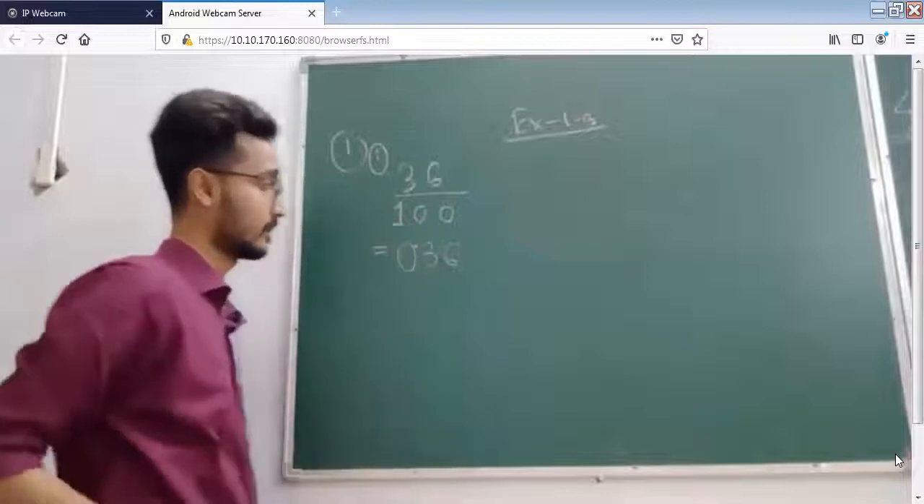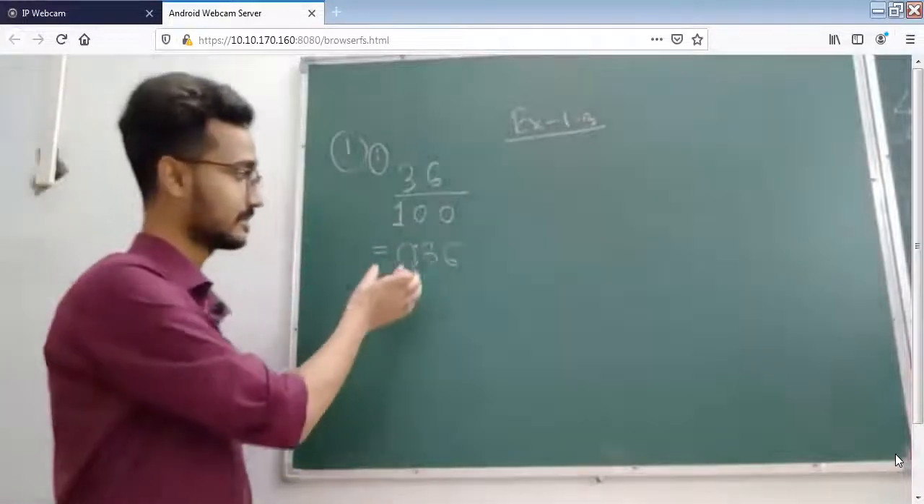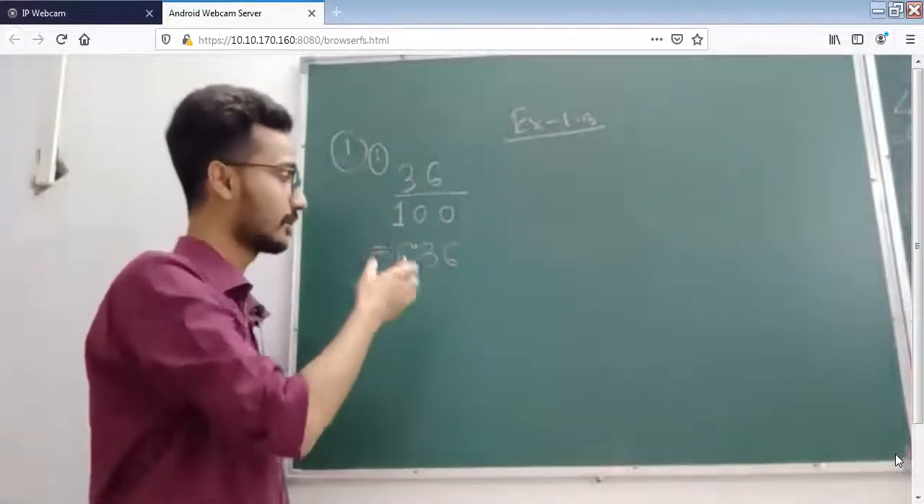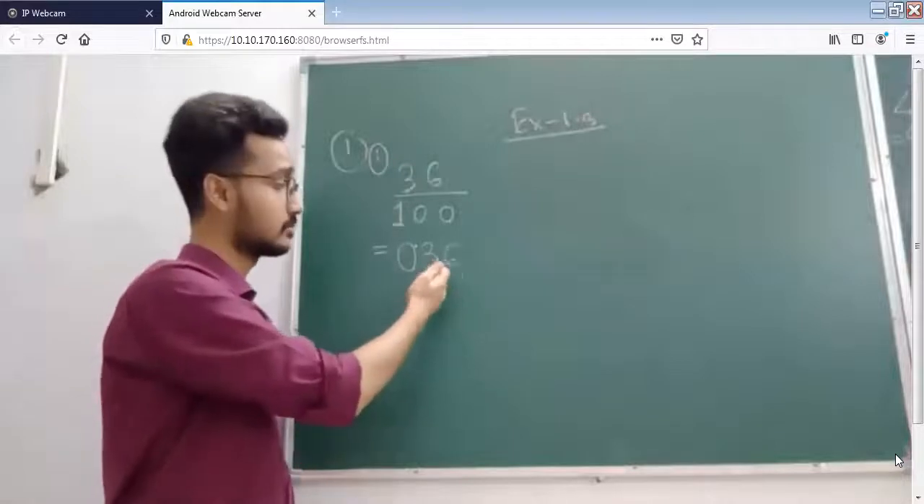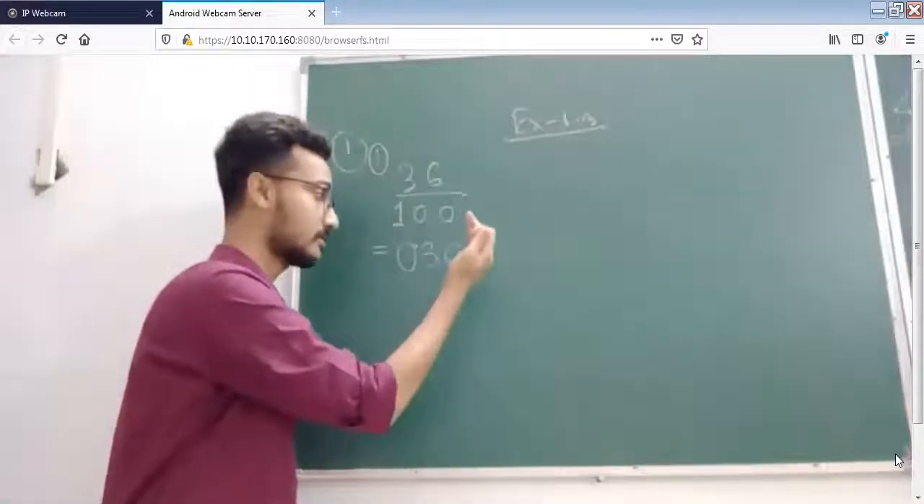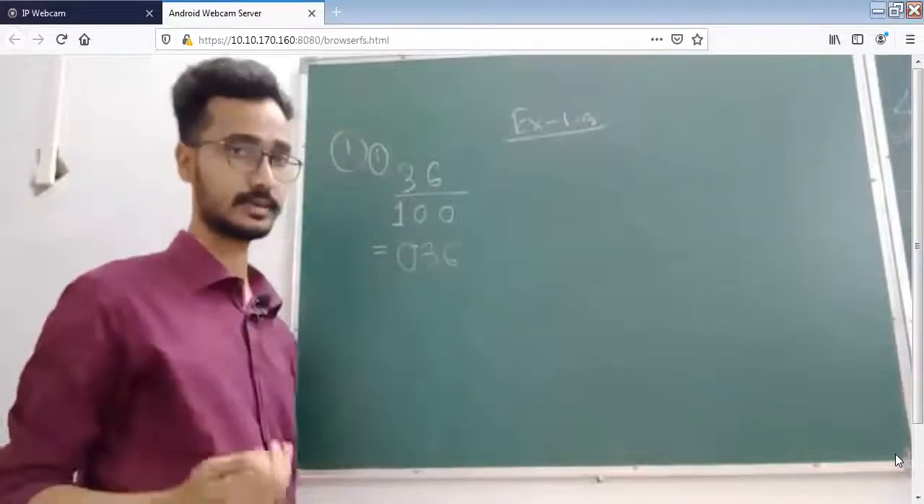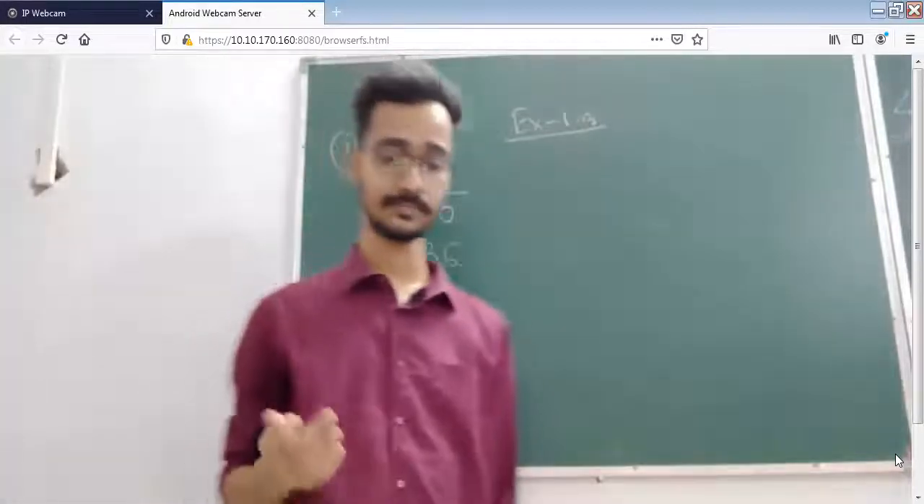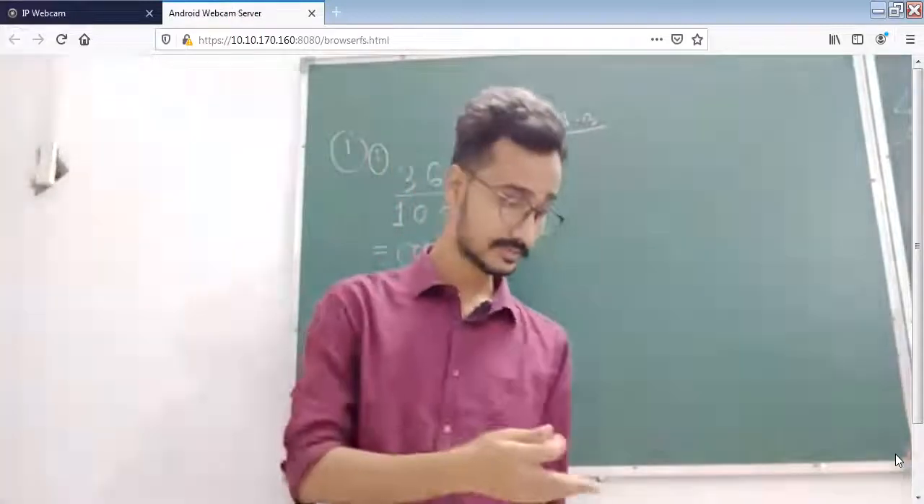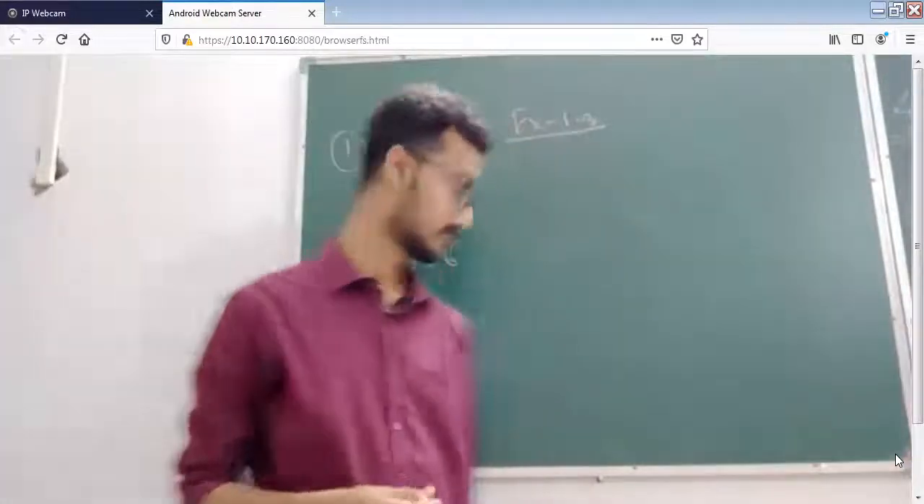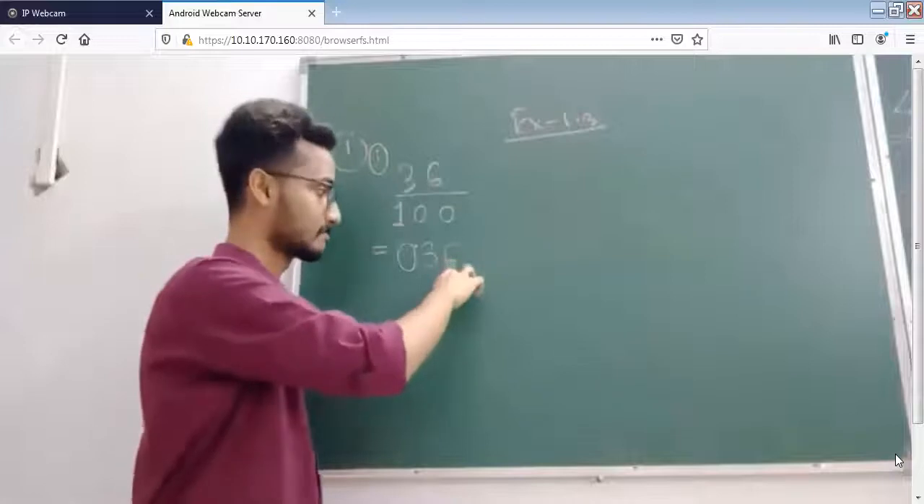Now, see, this is a fixed number. That means we can say that after 2 digits, it will end. So, is it terminating or non-terminating? Tell me. Here it asks what kind of decimal expansion. So, it will be a terminating decimal expansion.